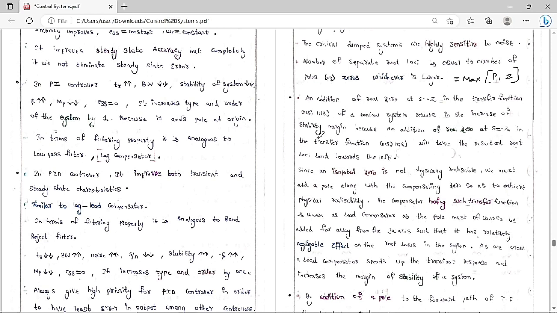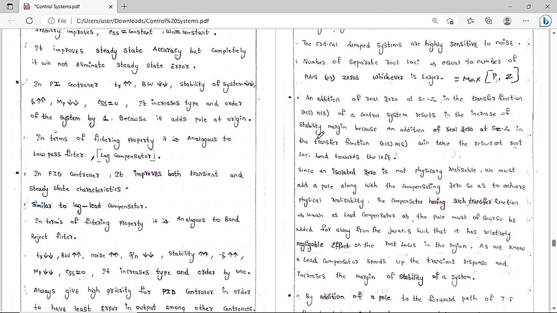As we know, a lead compensator speeds up the transient response and increases the margin of stability of a system. In simple words, if we add a real zero to the overall transfer function, the root locus is going to shift to the left of the s plane, so the system stability will increase.